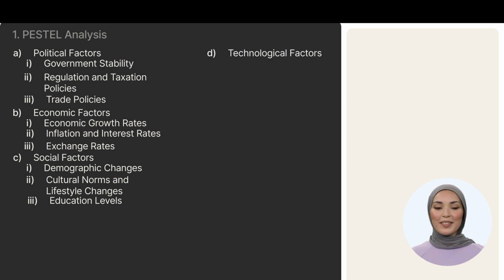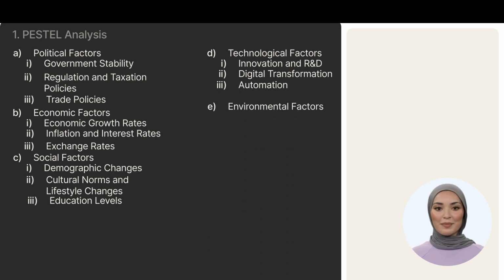Technological factors. Innovation and R&D. Technological advancements drive innovation and efficiency, impacting product development and business operations. Digital transformation. The rise of digital technologies affects marketing, customer engagement, and business processes. Automation. Automation can increase efficiency, but also poses challenges in terms of workforce displacement.